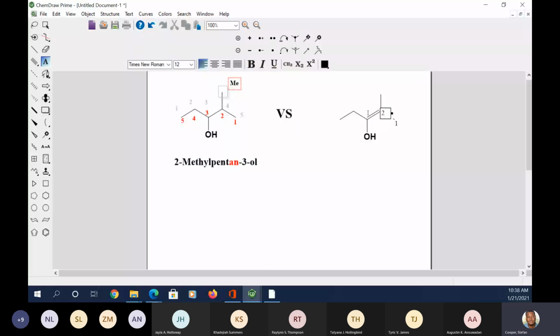So my numbering is about the same, right? Any questions there? And I got the same substituent, which is the methyl hanging off, right? Everybody's cool with that? Okay. So now I can go ahead and start working on naming this molecule. Is there any stereochemistry?